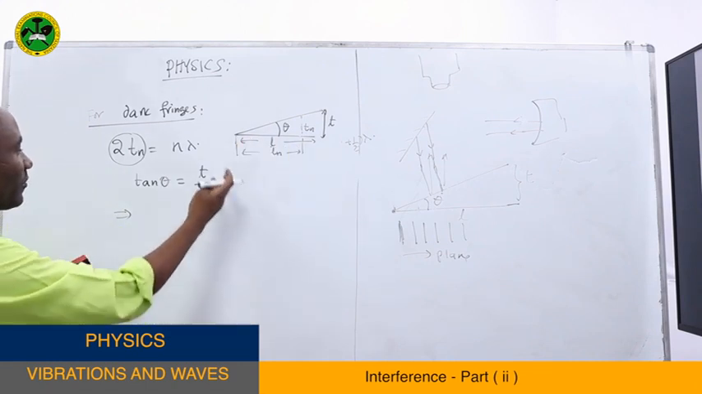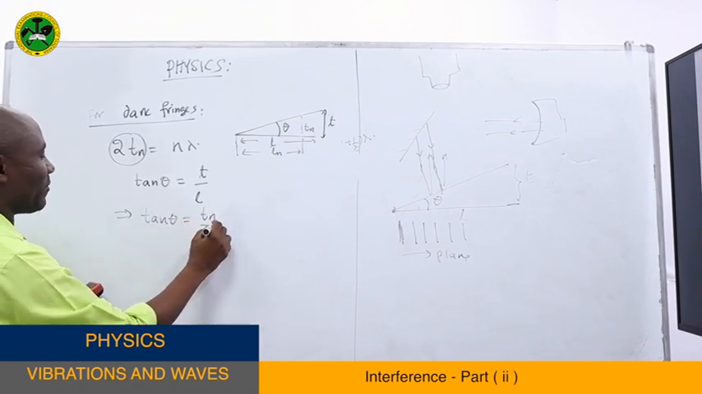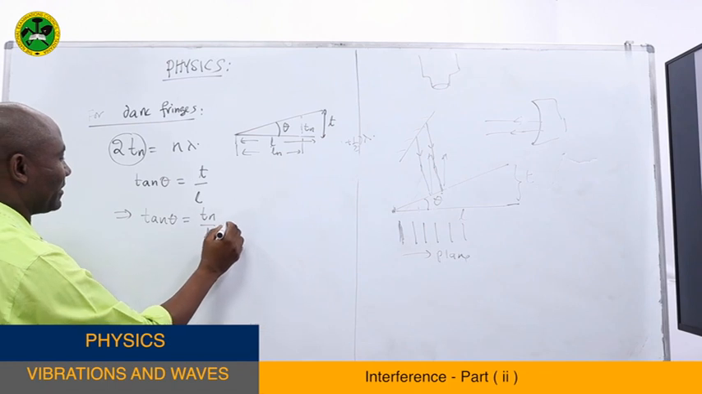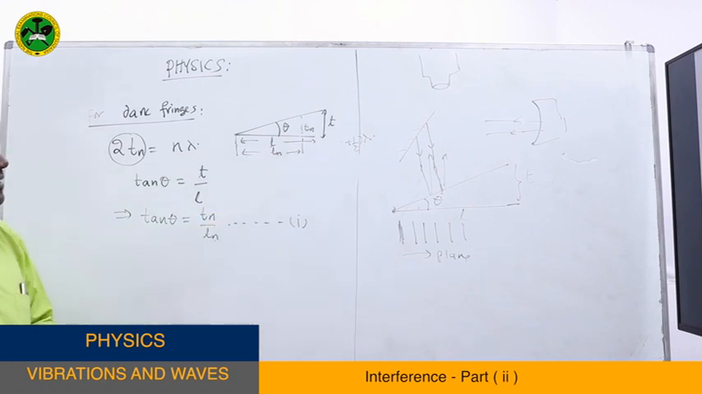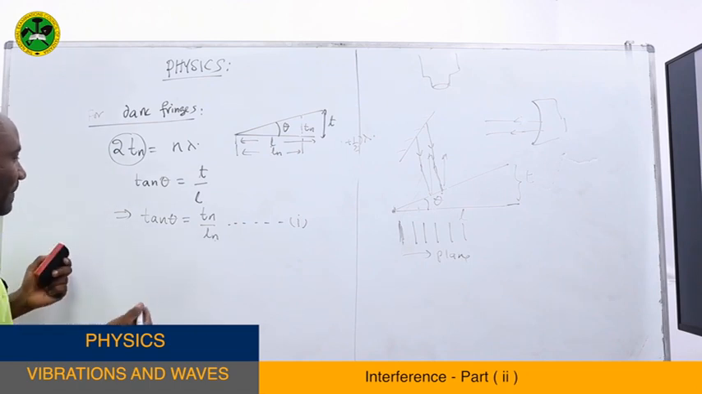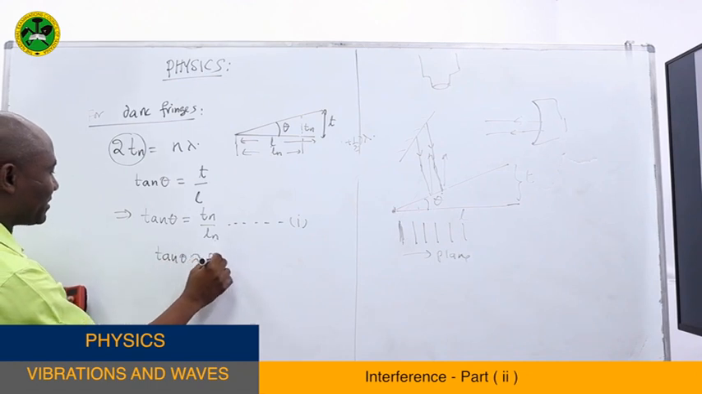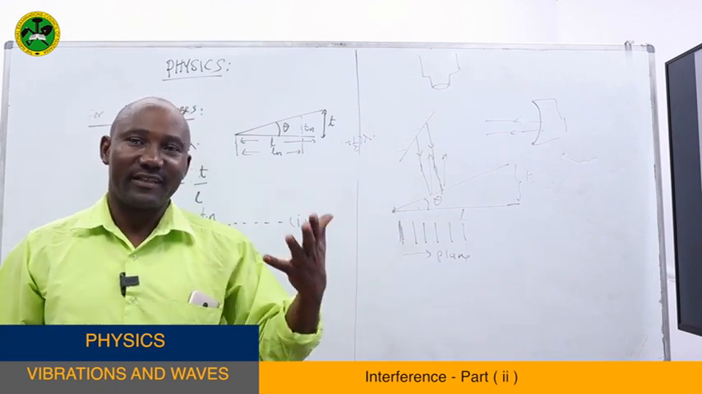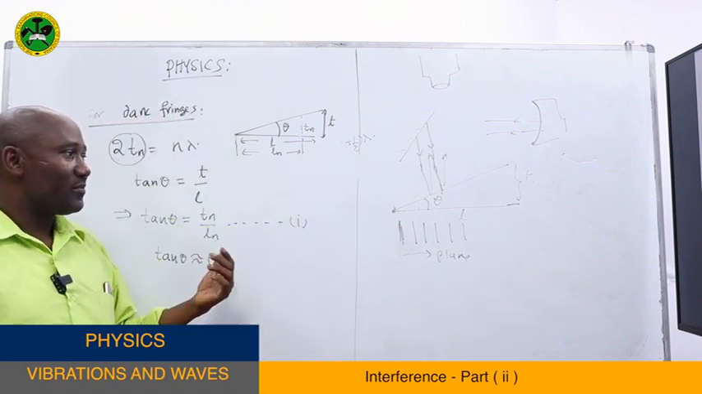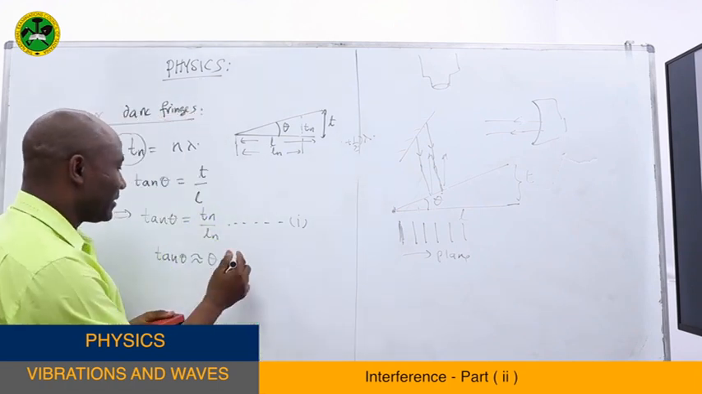So from there, from this equation, you have tan of the angle theta, which will be the same as Tn over Ln. Take that as equation number 1. But because this angle is very small, when you have the plates, the angle between them is very small. Mathematically, that angle is approximated to the angle itself. If you take your calculator, if you have a very small angle and you find tan of that angle, it will approach the angle itself when this is in radians. Mind you, it's supposed to be in radians.